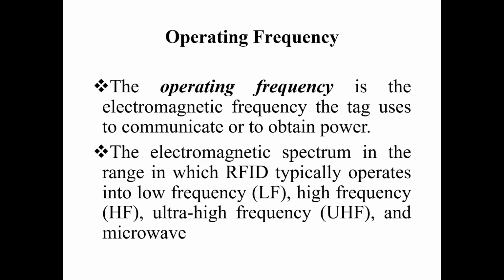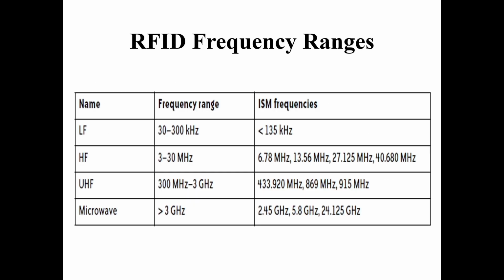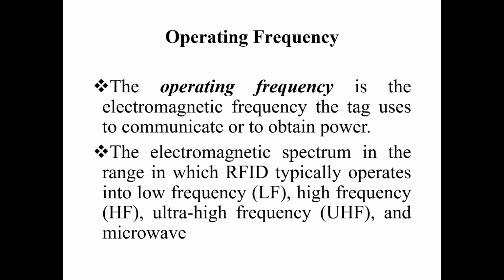Then comes protocol standards. These are standards like ISO and EPC Global Class 1 Generation 2, which covers ultra high frequency. These ensure interoperability between the different readers and tags. Then comes anti-collision mechanisms. When multiple tags respond at the same time, the reader must separate the signals, using methods like ALOHA and tree-based protocols.